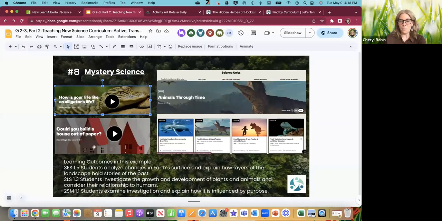Can you build a house out of paper? Kind of another design challenge. And there are explicit CUSPs, the knowledge, understanding, skills, and procedures that tie right into grade 3 science around the Earth's surface, explaining how the layers of the landscape hold stories of the past, which leans into your fossils and dinosaurs and that realm, which I know your students will really love. You'll find some great resources there for you.